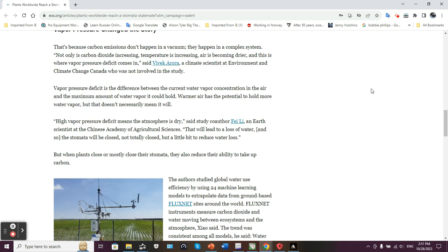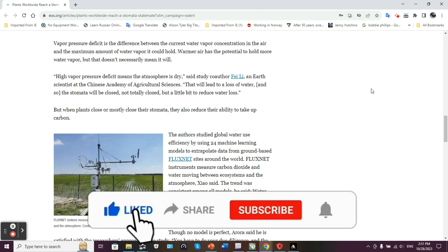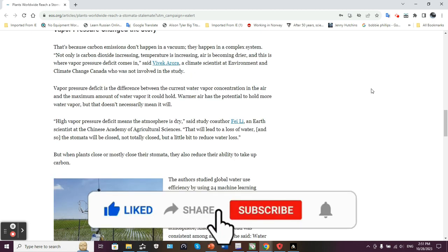High vapor pressure deficit means the atmosphere is dry, said study co-author Fei Li, an earth scientist at the Chinese Academy of Agricultural Sciences. That will lead to a loss of water, and so the stomata will be closed, not totally closed, but a bit to reduce the water loss. So basically, the stomata will close partway or all the way to prevent further water loss. But when it does so, it is not able to take up carbon dioxide. And when plants close or mostly close the stomata, that reduces the ability to take up CO2.